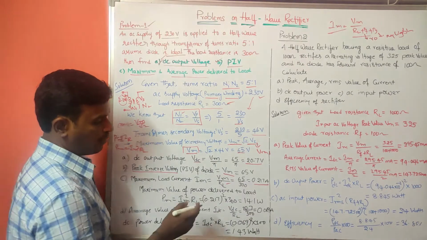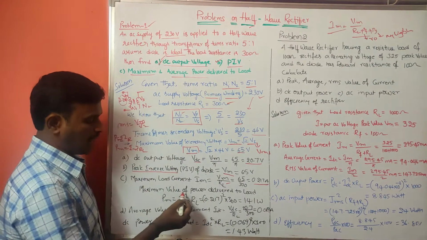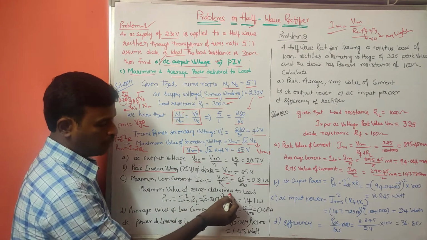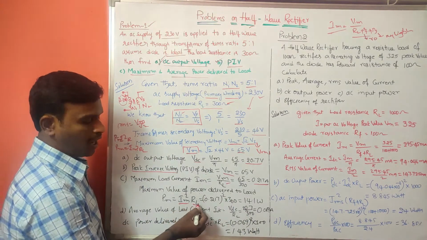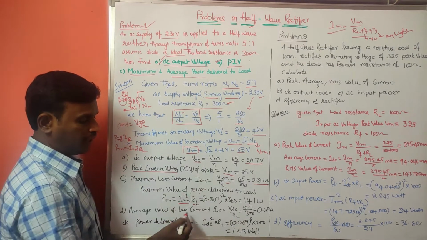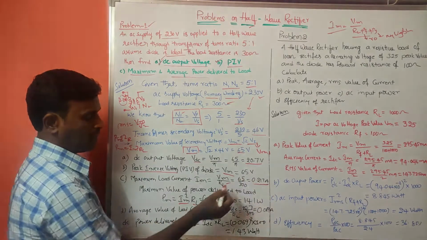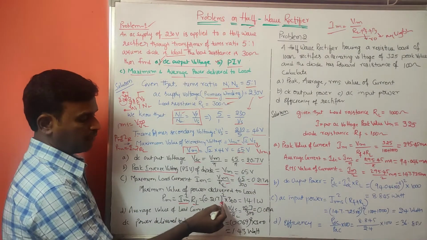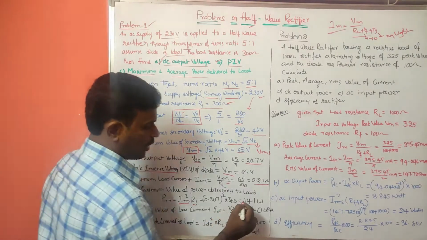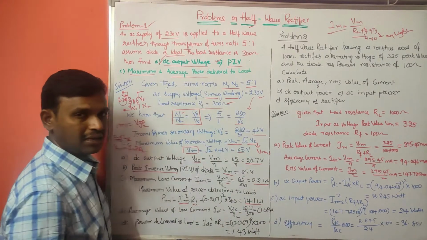So here is the formula we are going to use. The maximum value of the power delivered to the load is equal to Im squared RL. Im we have already calculated: that is 0.217 amperes, whole squared, multiplied with RL, which is 300. If you calculate that, you will get 14.1 watts.